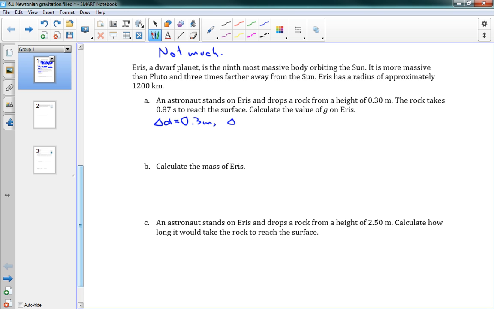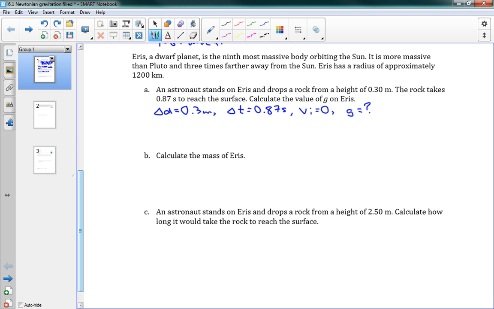What else? Delta t is 0.87 seconds. The initial speed is 0. And we want to figure out g. I'm just going to use g in my equation for acceleration. G is the acceleration due to gravity here.